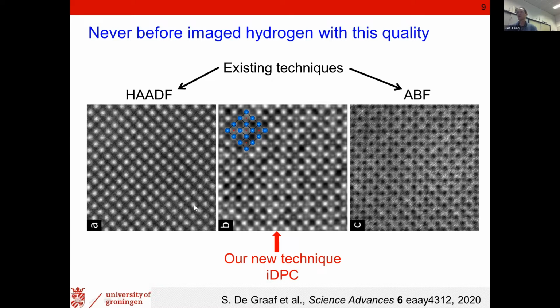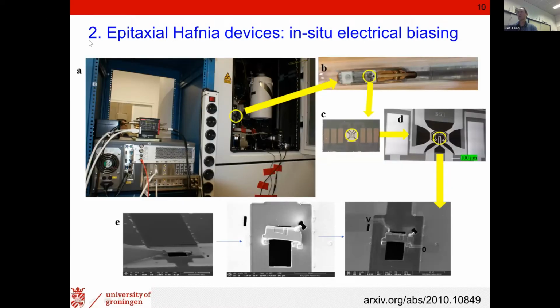So this is a nice introduction, because for the next 2 topics, I will also use particularly iDPC, but also, for instance, the electrical field we can measure on the atomic scale, both the magnitude and the vector field. So the second talk is connected to epitaxial Hafnia devices, and what we really do in the TEM here, we use in situ electrical biasing.